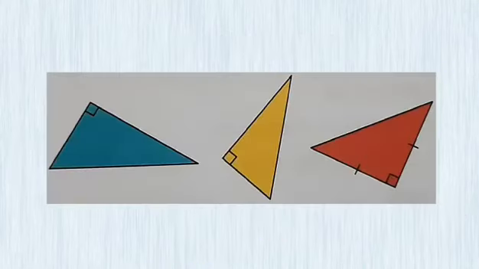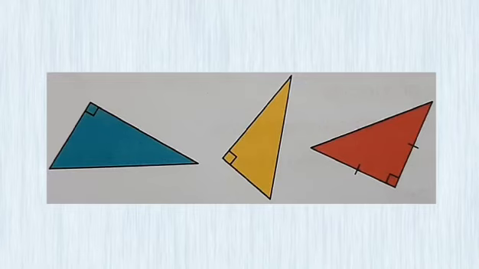You can see these three examples of right-angled triangle. The red triangle is a right-angled triangle. It has one right angle. Moreover, its two sides are of equal length and have been marked by short lines. So, it is also an isosceles triangle.